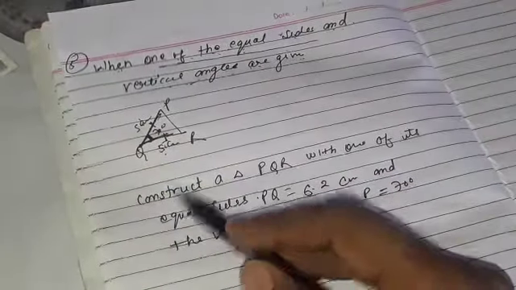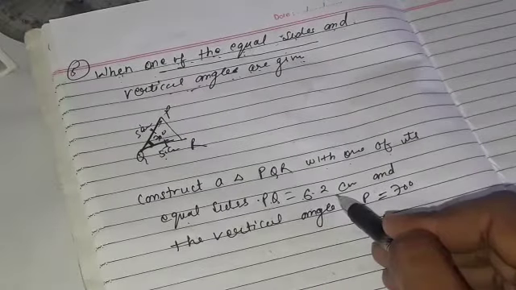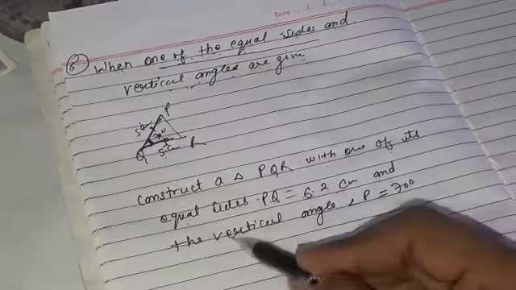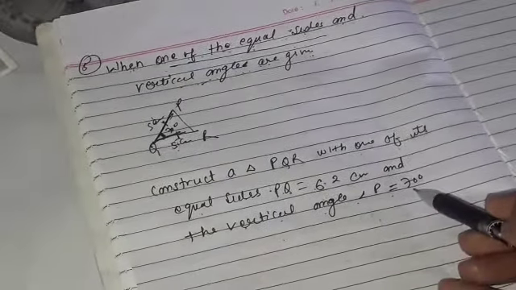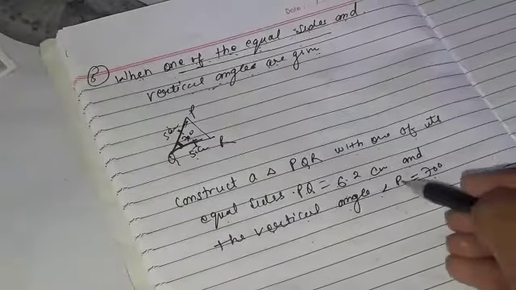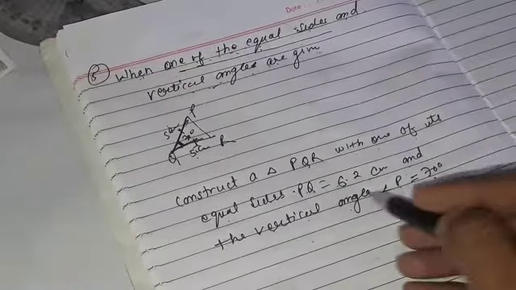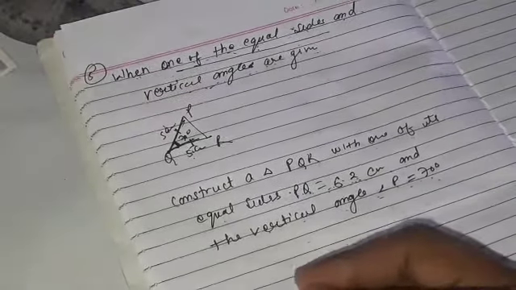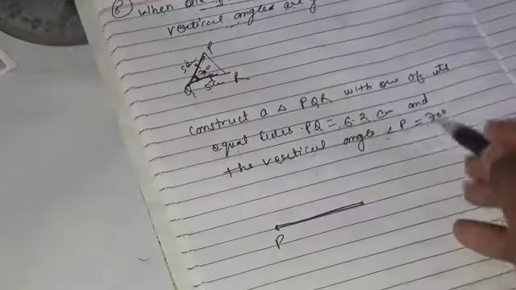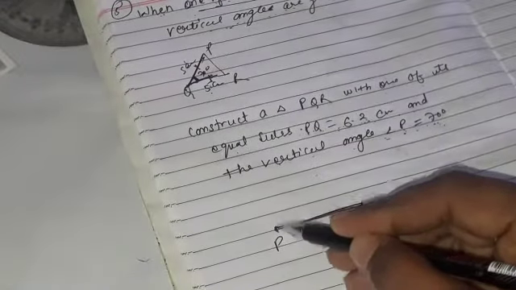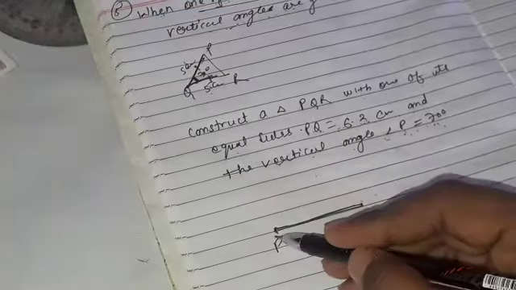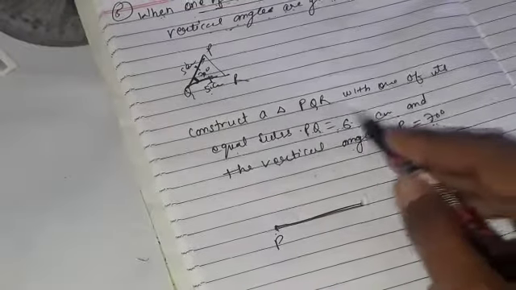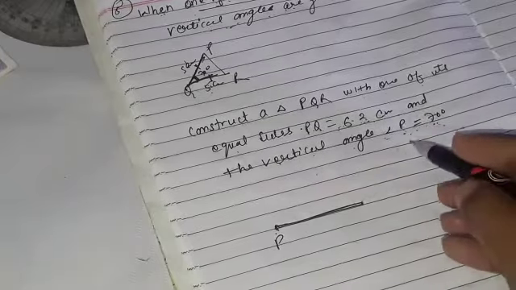Okay class, your question should be like this: construct a triangle PQR with one of its equal sides PQ as 6.2 centimeter and the vertical angle P as 70 degrees. So class, they give you your vertical angle P and they also give you PQ as 6.2. This is your baseline and this is your vertical angle P, 70 degrees. From here you create an angle of 70 degrees. There are two sides which are the same, PQ 6.2 centimeter and the other side also.